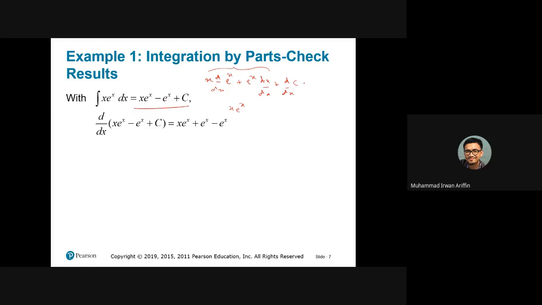I missed this. There is another e here. So when you differentiate d/dx of e to the power of x, this is the second e, this one. So we have x e to the power of x plus e to the power of x. This is 0 minus e to the power of x. So we are left with x e to the power of x. Always, if you are not sure, always try to check your answer.